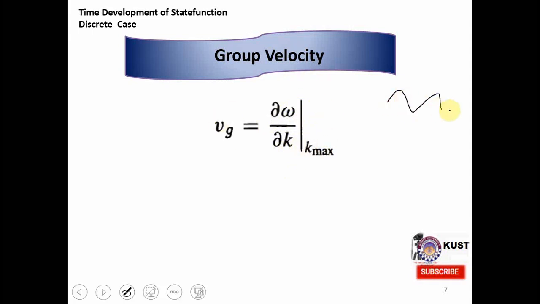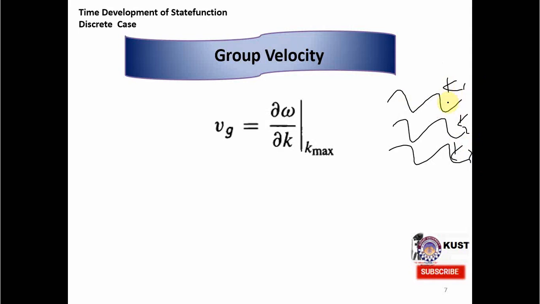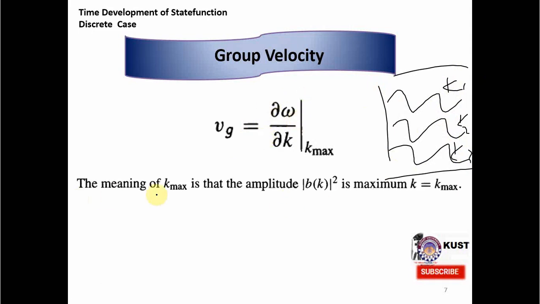So let's say this is the k1 component, k2 component, and k3 component. Instead of calculating phase velocity for all these components, we calculate the group velocity for the whole packet, which is localized, and this is the formula for calculating group velocity. The meaning of k maximum is that the amplitude is maximum at k equal to k maximum. As I said, after calculating the derivative, you replace k with k maximum, so it gives you the maximum amplitude.